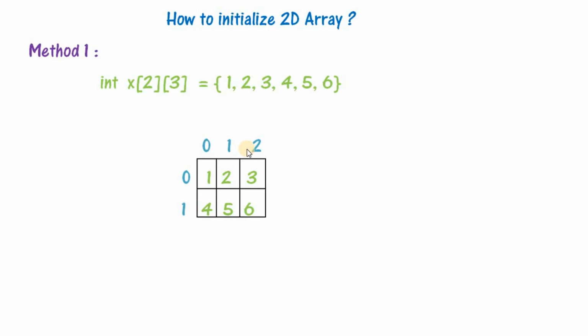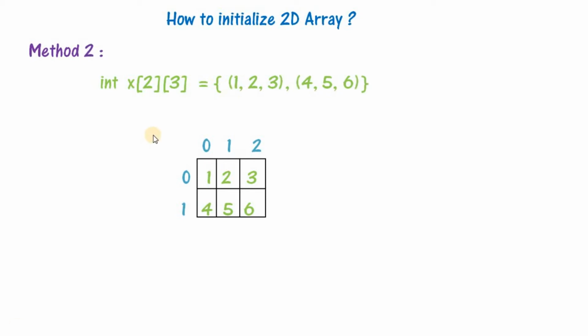And how are the elements stored in this array? In this array, the first element is stored at this particular location. The second element is stored at this particular location. The third element is stored at this particular location. The fourth element is stored at this particular location. The fifth element is stored at this particular location, and the sixth element finally gets stored at this location. All the elements here will be stored in a consecutive fashion, but sometimes it is confusing.